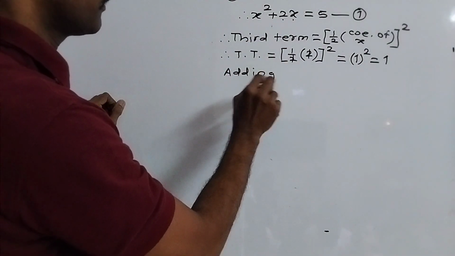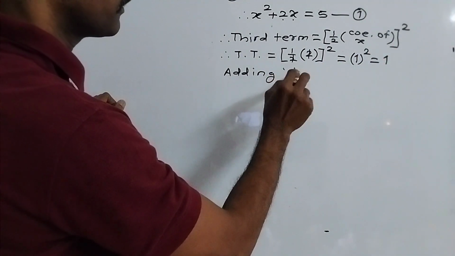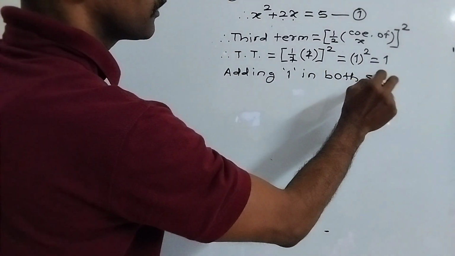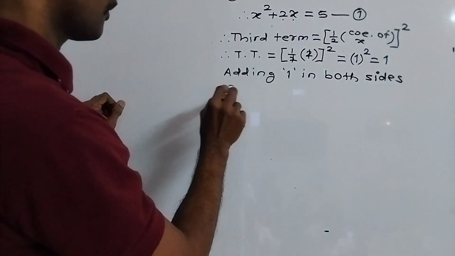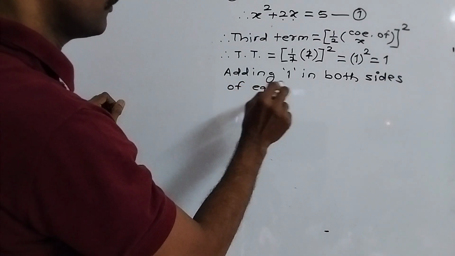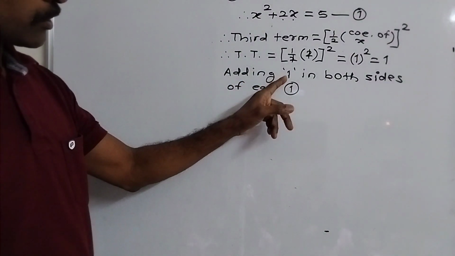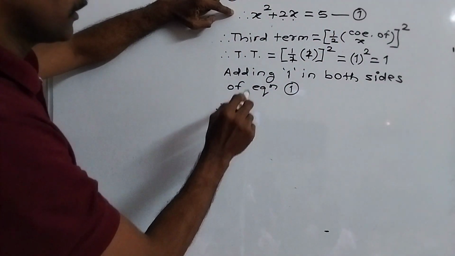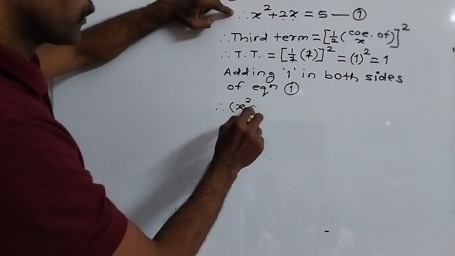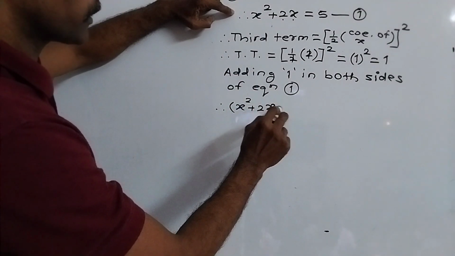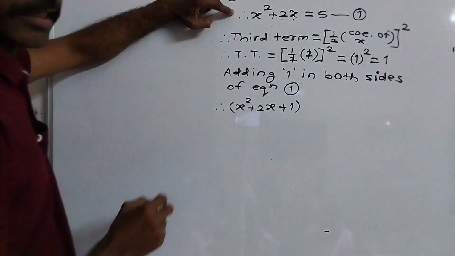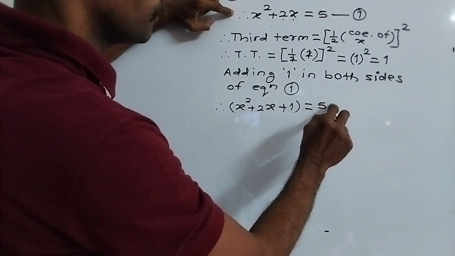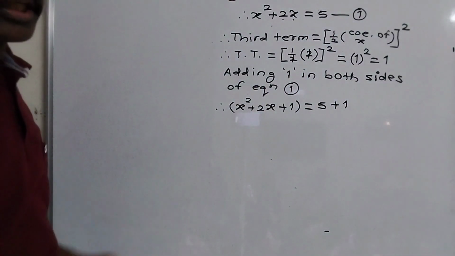Now, adding this 1 in both sides of the equation. We add this 1 in both sides, means LHS and RHS. Therefore, x square plus 2x plus 1. I said adding, so add here, is equal to, what is the right side? 5 plus 1. Did you understand?